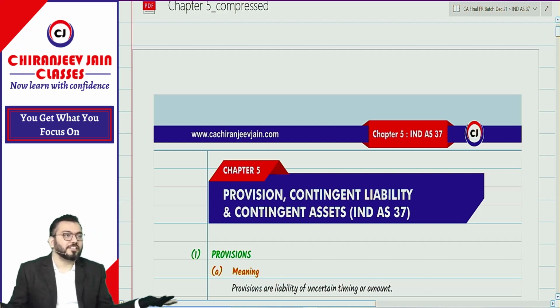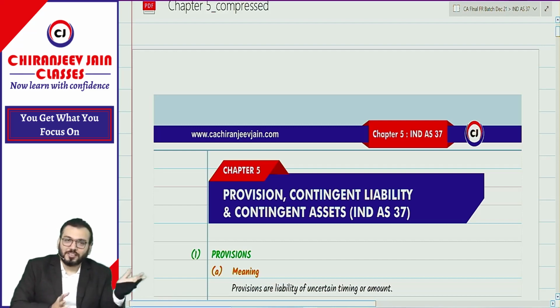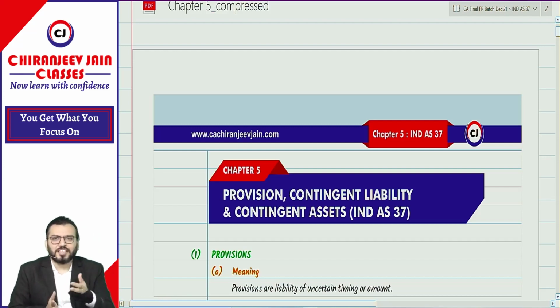Second question: whether provision is a liability? Yes or no? Raise your hand. Someone is saying no. Anyone saying yes, provision is a liability? Once again, I will say some doubt is there.